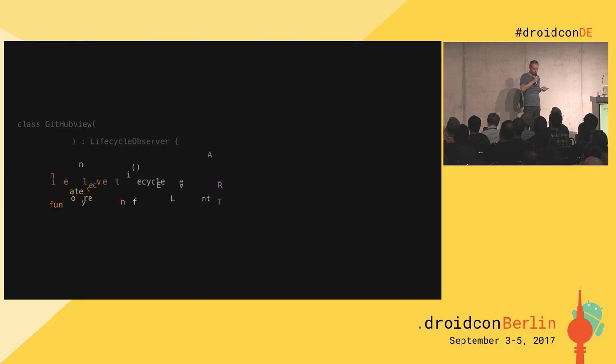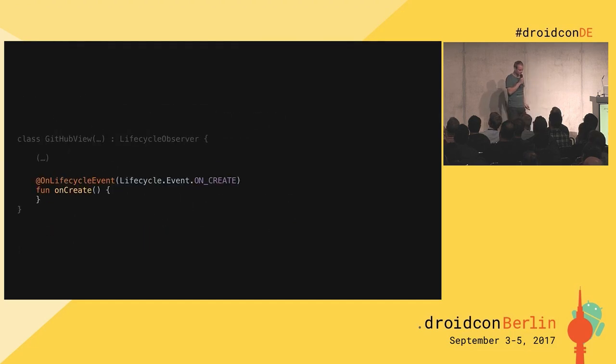And yeah, we can come to the interesting part, which is how you handle lifecycle events here. So you can annotate any public function in this class with the add on lifecycle event annotation. And this takes one parameter, which states which transition you want to handle here, which event you want to handle here. In this case, it's onCreate. The function's name is onCreate, but it can be any name.